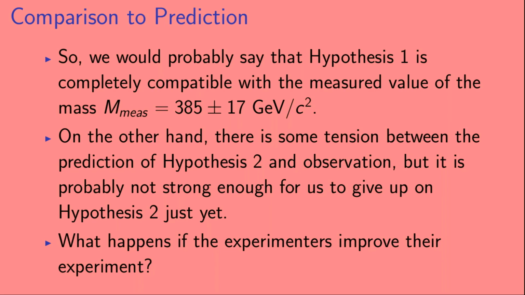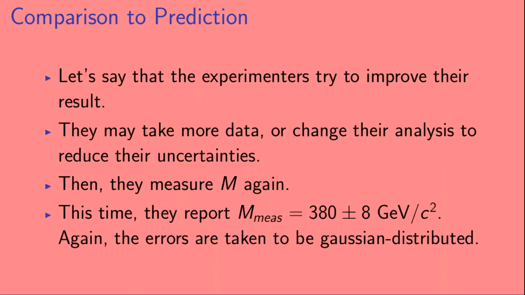What happens if the experimenters improve their experiment? Let's say that the experimenters try to improve their result. They may take more data or change their analysis to reduce their uncertainties. Then they measure m again. This time they report m measured equals 380 plus or minus 8 GeV/c². And again, the errors are taken to be Gaussian distributed.